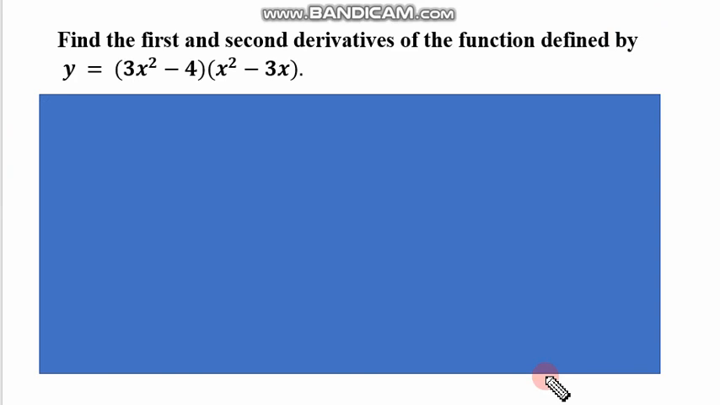Okay, so we will find the first and second derivatives of the function defined by y is equal to 3x squared minus 4 times the quantity x squared minus 3x. So again, we will find the first and the second derivative of the function. Since our function has a first part and a second part, we will use the product rule to get the derivative of the function. This is the first part and this is the second part.